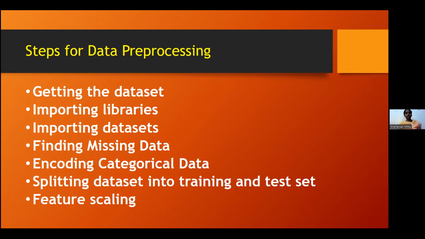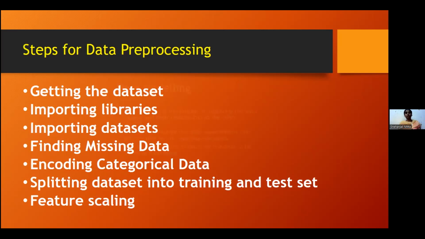Next is feature scaling. Feature scaling means we bring the variables into a common range, from -1 to 1, because we ensure that the independent values do not differ by large amounts.